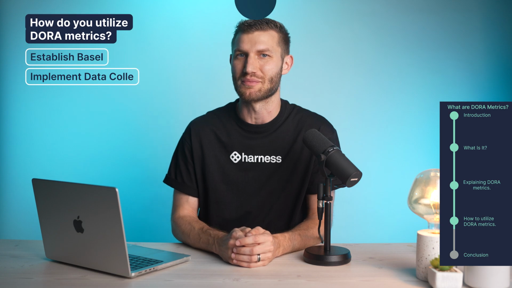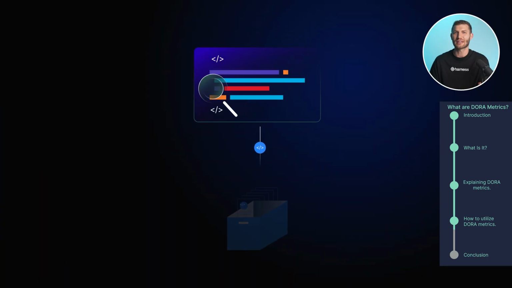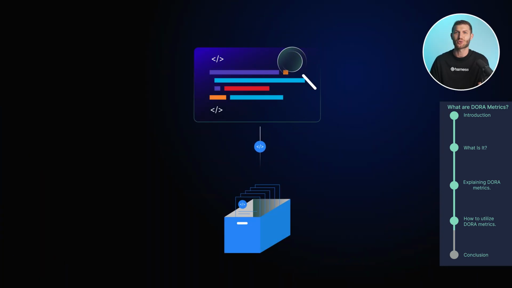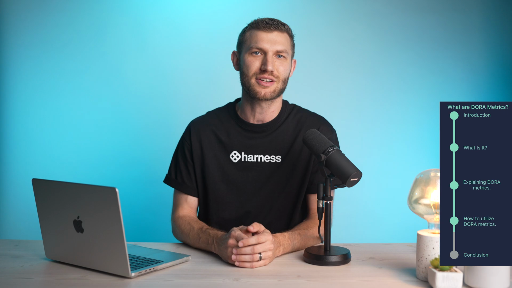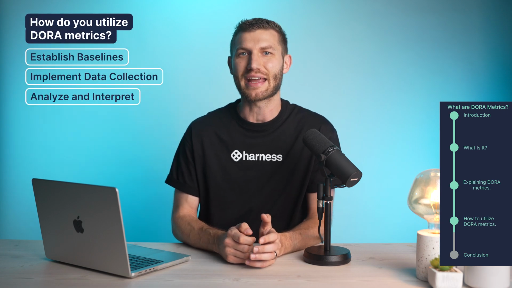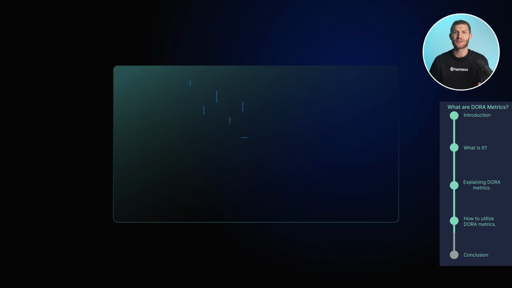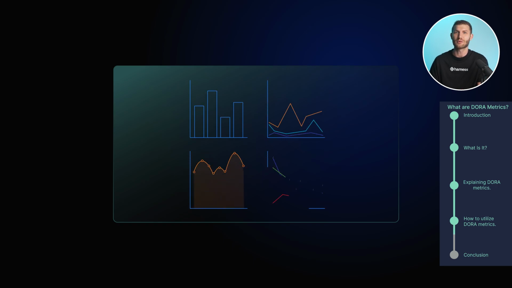Implement data collection. Implement robust monitoring and data collection mechanisms across the software delivery pipeline. Integrate specialized tools and instrumentation to gather relevant metrics automatically. Analyze and interpret the DORA metrics to gain insights into software delivery performance. Visualize metrics through dashboards and reports to identify trends, outliers, and potential bottlenecks, facilitating data-driven decision-making.